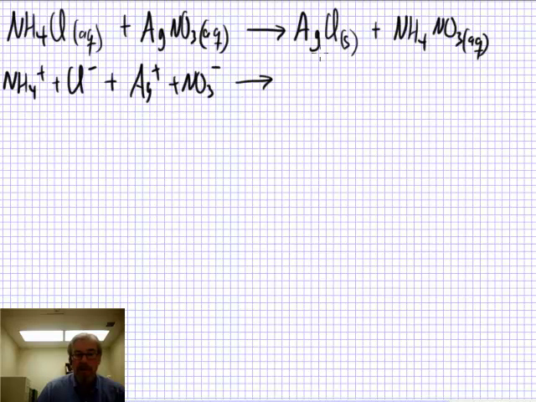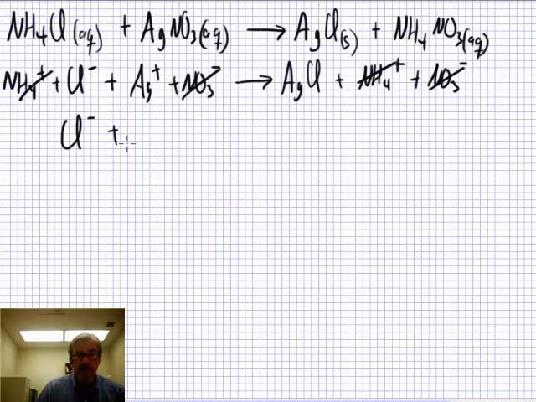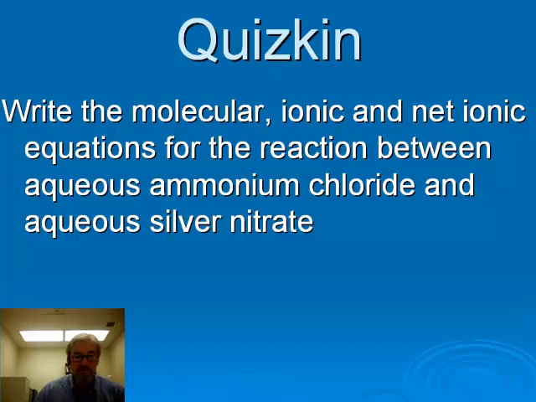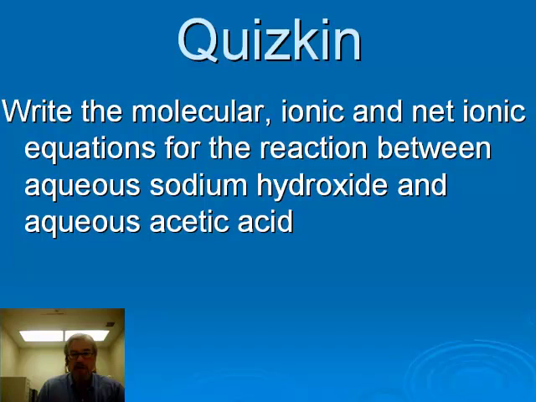AgCl I can't split up because it's a solid, and ammonium nitrate I can. So NH4+ NO3-. To make my net ionic equation, I look for my spectators, which are nitrate and ammonium, and that gives me this net ionic reaction. Cl- plus Ag+ makes AgCl. Another quizkin. Here you're looking for molecular, ionic and net ionic equations for the reaction between sodium hydroxide and acetic acid. Stop the video, try it yourself. I'll give you the answer in a minute.